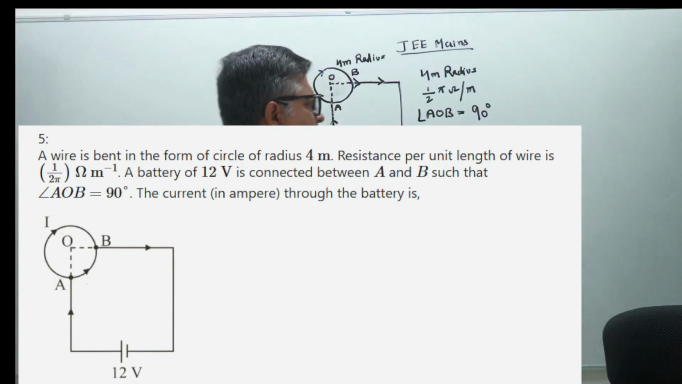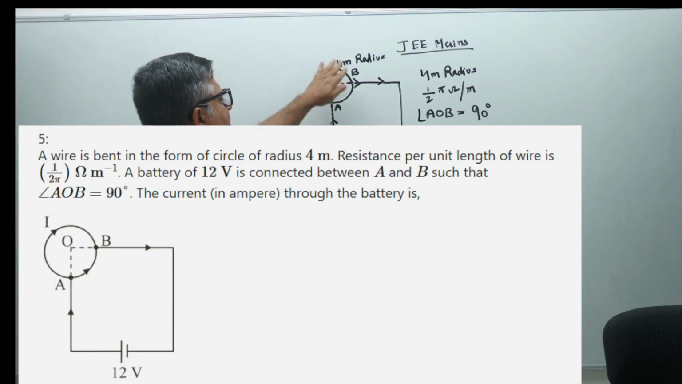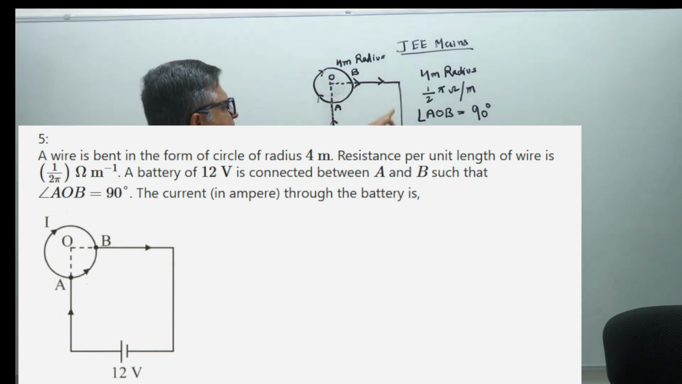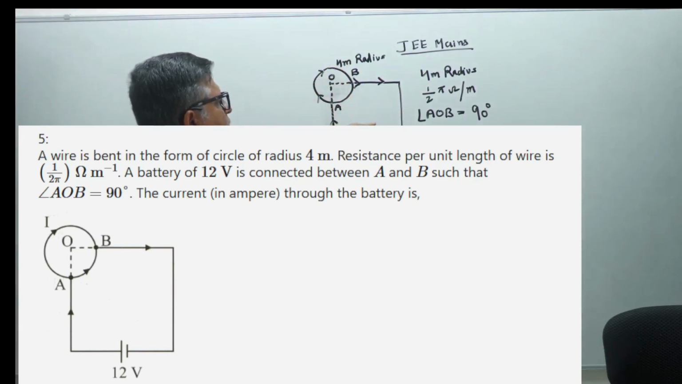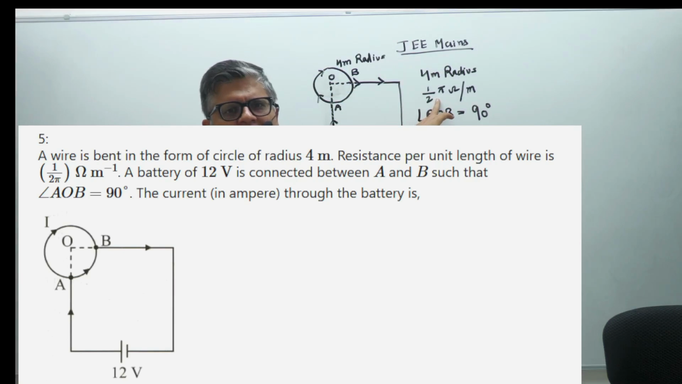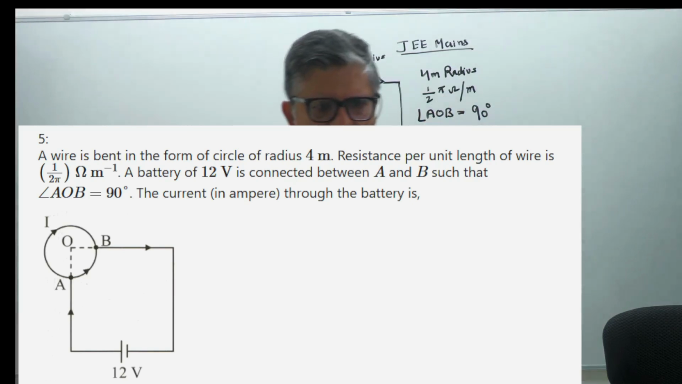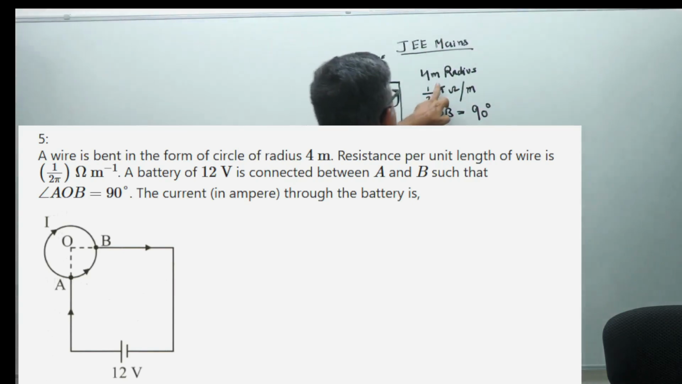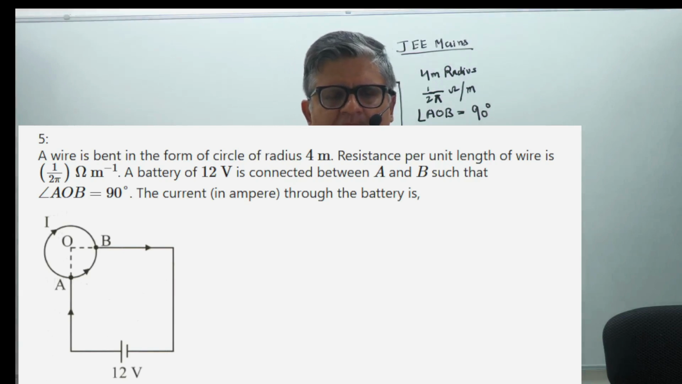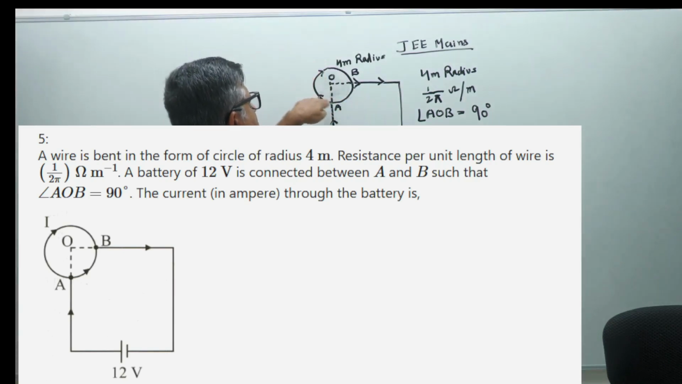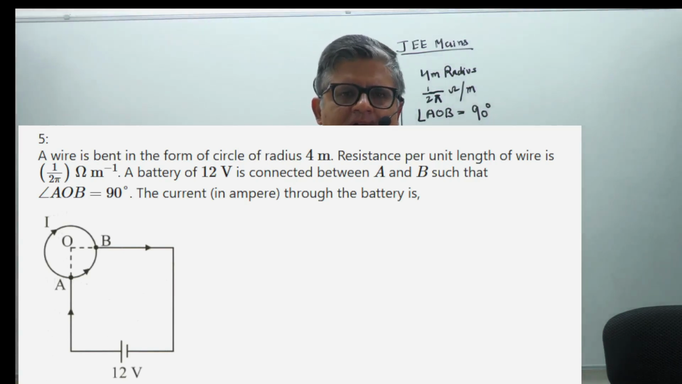Okay, so it's a situation of a 12-volt battery connected in a certain manner. So this is the circuit. A circle of 4-meter radius, using a wire which has a resistance of 1 by 2 pi ohms per meter. The pi is in the denominator. This is the pi we are referring to. This wire is the resistor. The question is how much current is being drawn from the battery.